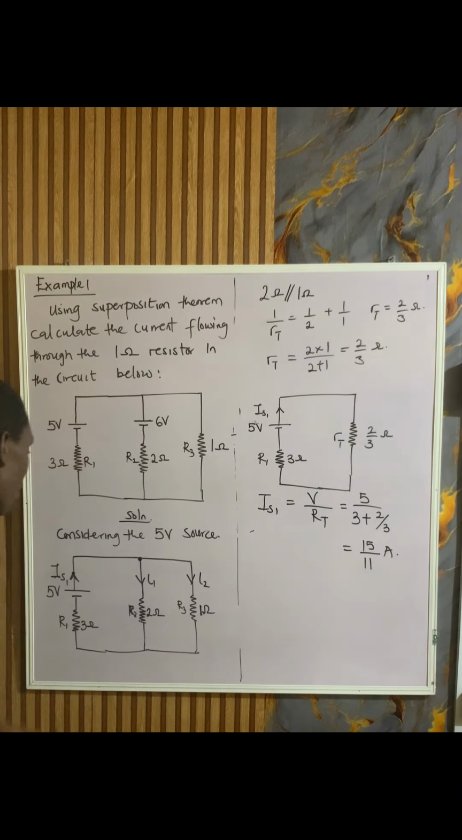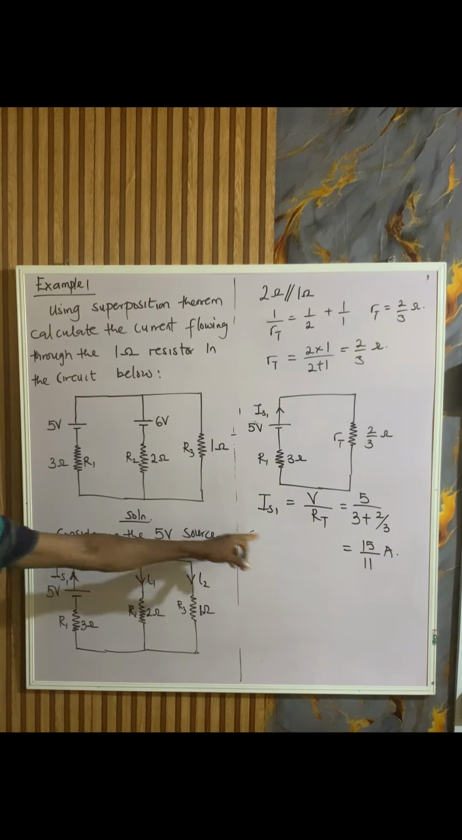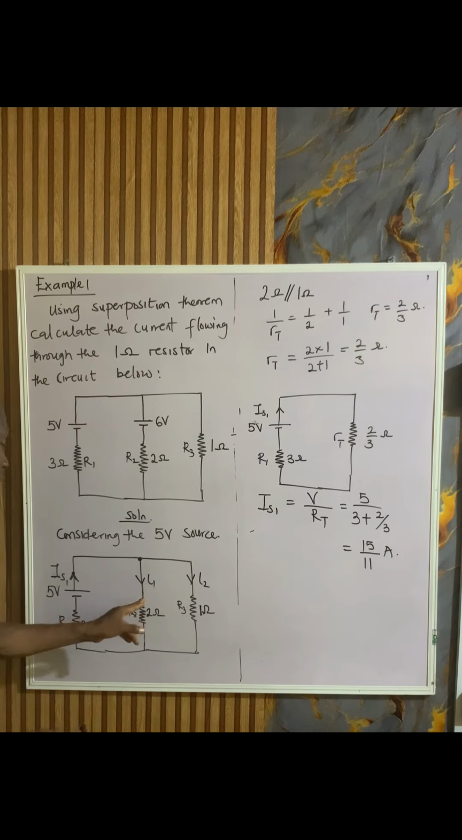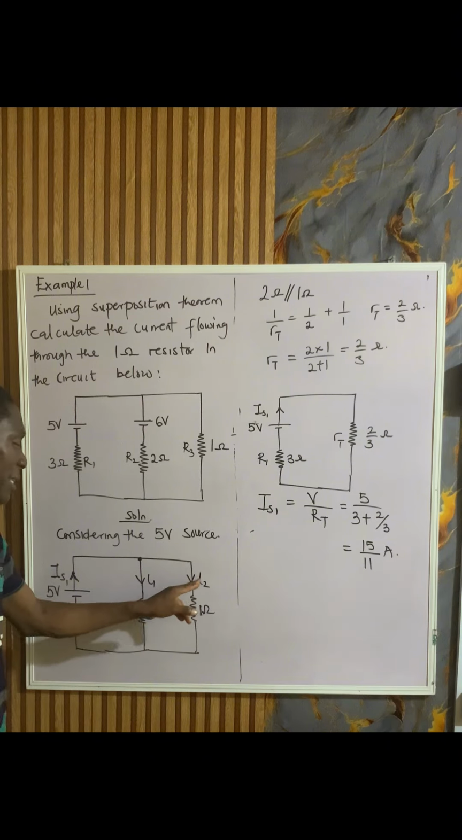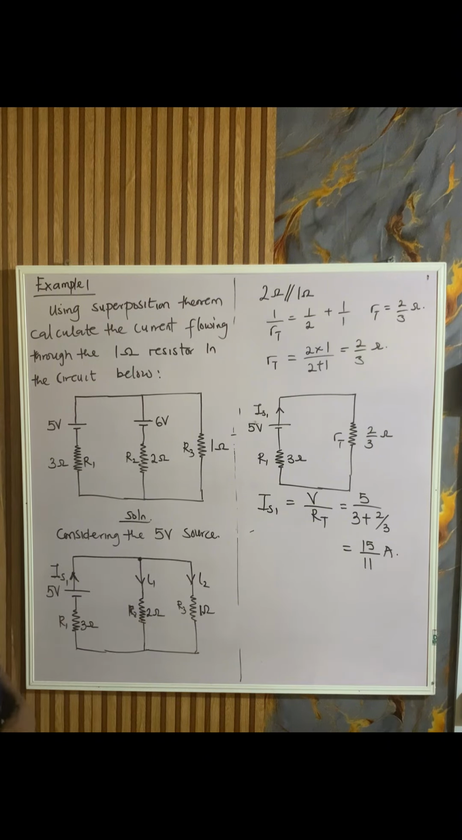So you see, I've gotten the current as a result of this 5 voltage source. The current it supplies, this I source 1, the value is actually 15 over 11. Now the next thing is to get the current this 2 ohm will take, and the current this 1 ohm will take. Our interest actually is the 1 ohm resistor.